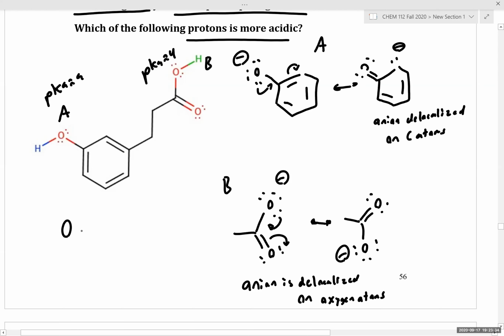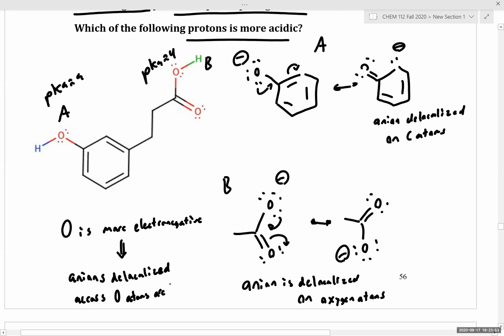So oxygen is more electronegative. Ergo, anions delocalized across oxygen atoms are more stable. These electronegative atoms are more readily able to stabilize our negative charge. Does that make sense to everyone? Perfect.